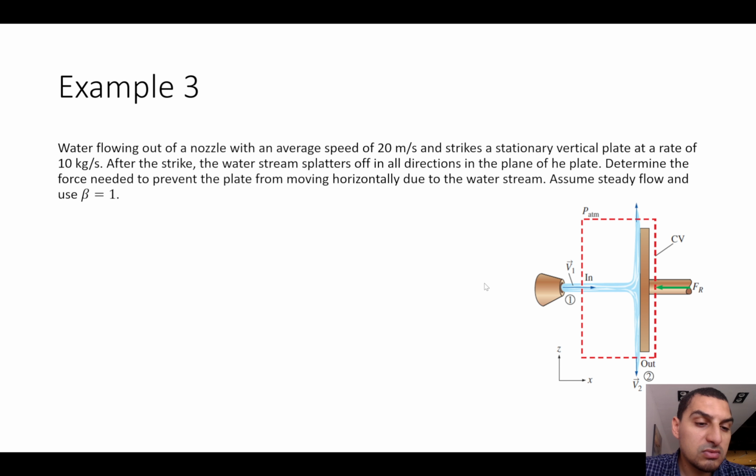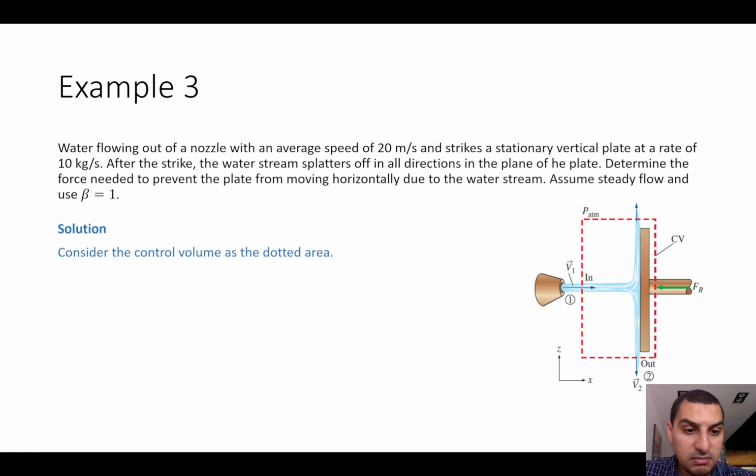So we will write the equation only in the x direction, and by writing the equation in x direction, we have the velocity at the inlet is 20 meters per second. This is what was defined here, and the exit velocity is all in the z direction or in the y direction, which is in and out of the screen. So there is no exit velocity in the x direction. That's why u2x is 0.